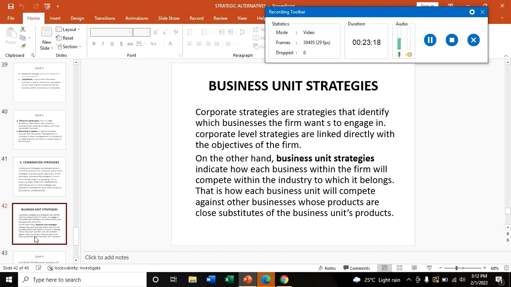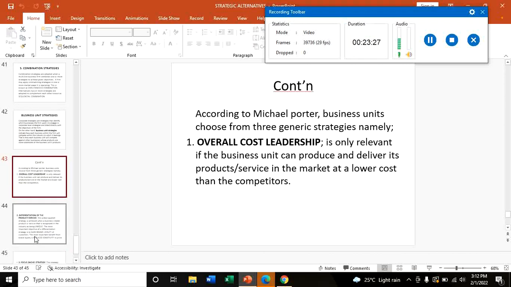At this level, each business unit will compete against other businesses whose products are close substitutes of the business unit's product itself. And according to Michael Porter, at the business unit level, organizations normally choose from quite a number of strategies. Number one, they can choose to be an overall cost leader. This is relevant if the business unit can produce and deliver its products or services in the market at the lowest cost, or at a lower cost than the competitors.